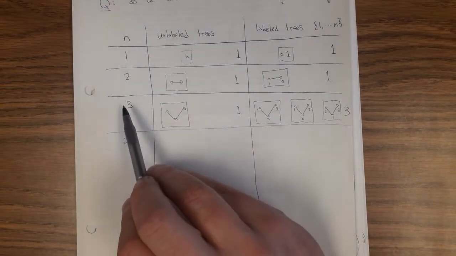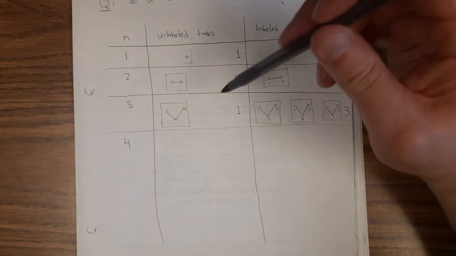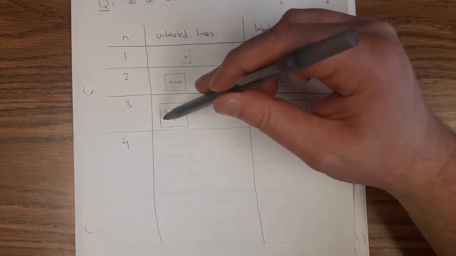All right. For n equals 3, things start to get a little interesting. Not for unlabeled trees. For unlabeled trees, you still just have the one possibility. The tree has to look like this.